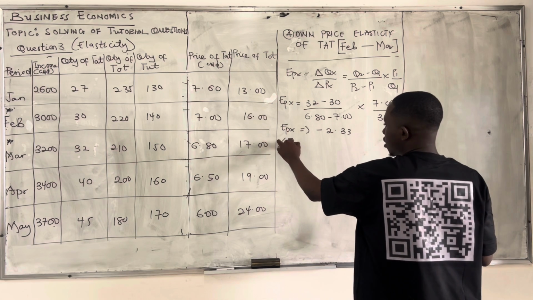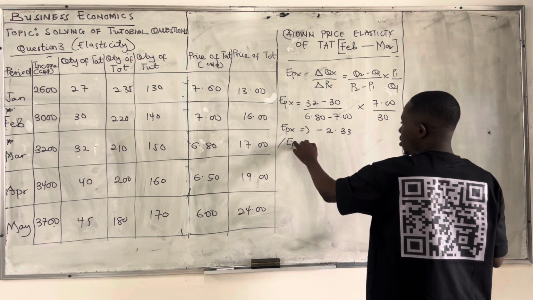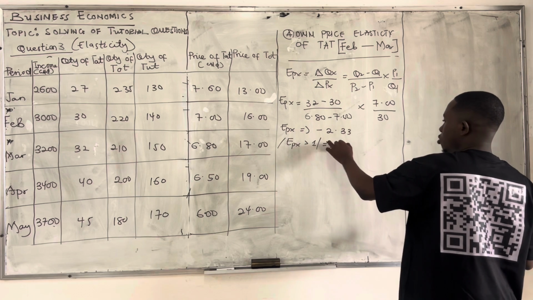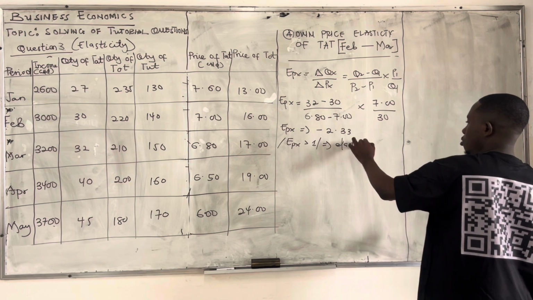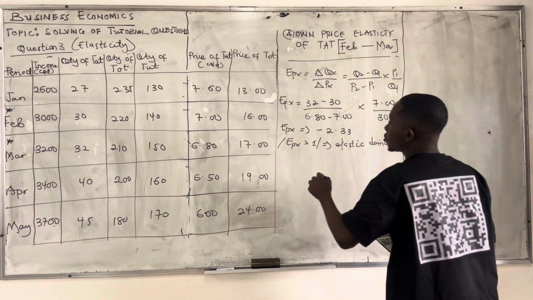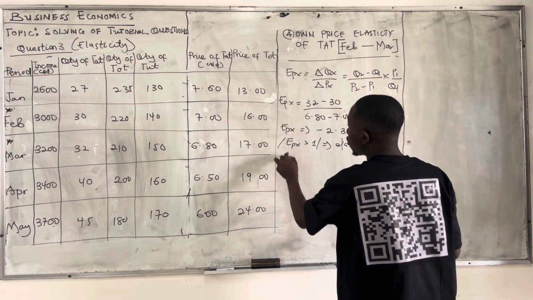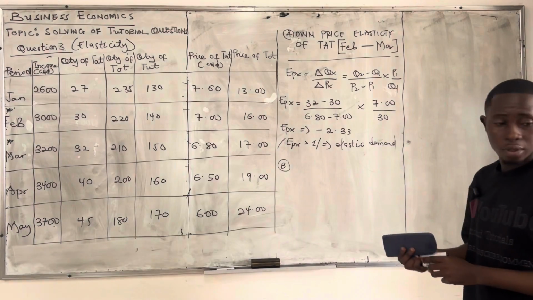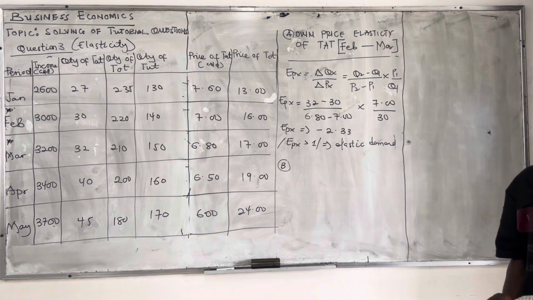So the absolute value of EPX is greater than 1. So this is elastic demand. This is how we solve own price elasticity with a table type. So we move to our next question.